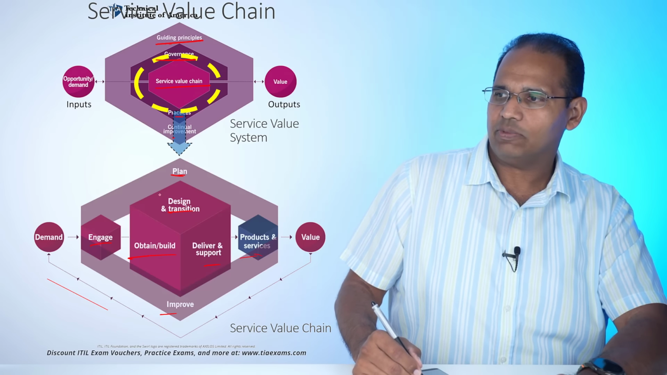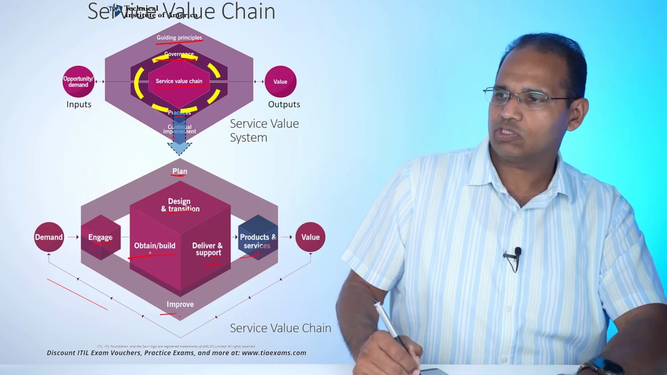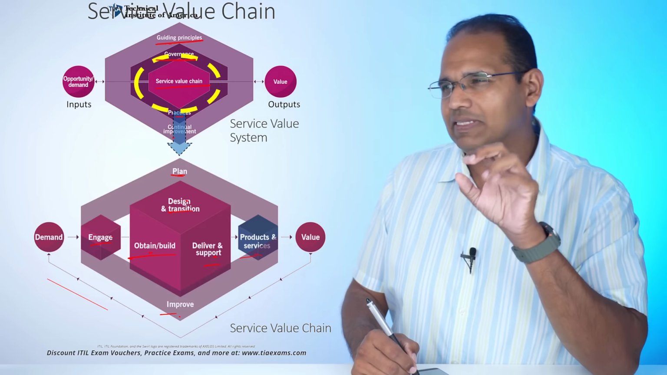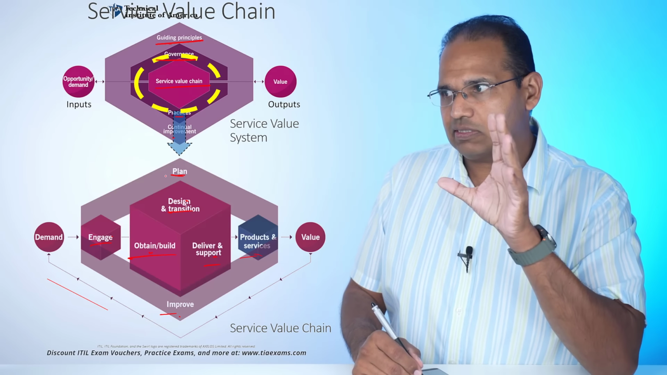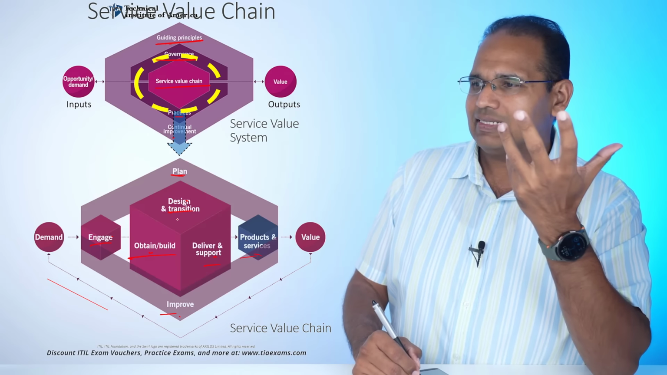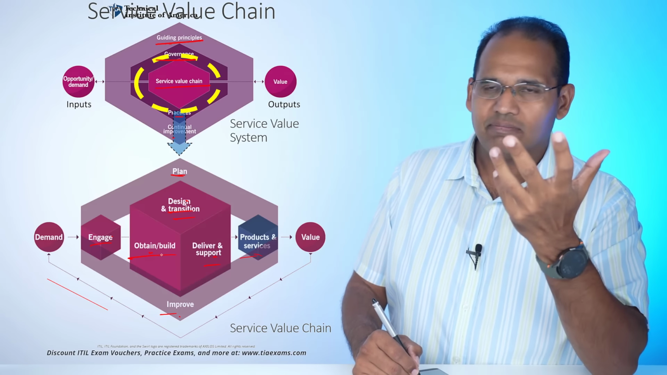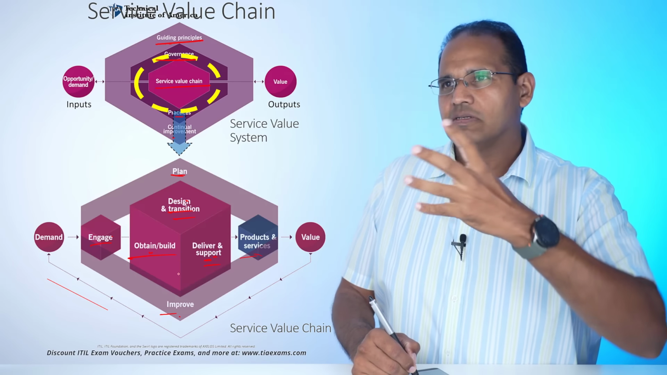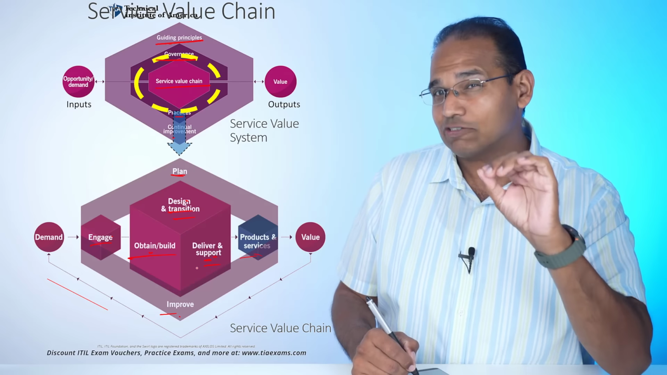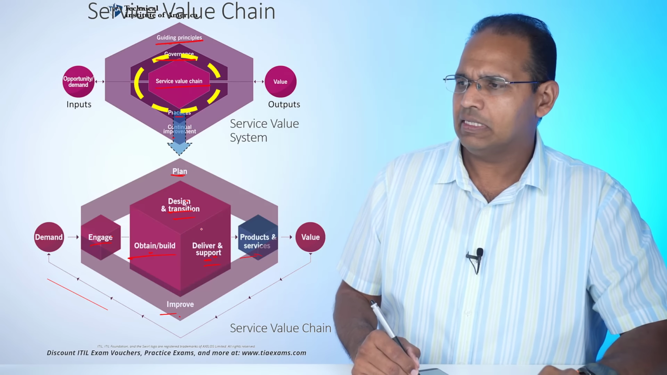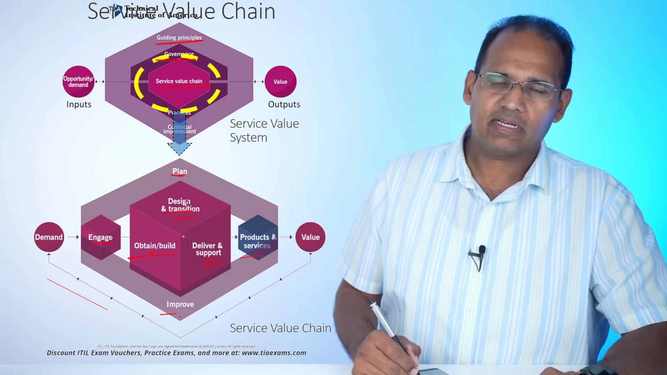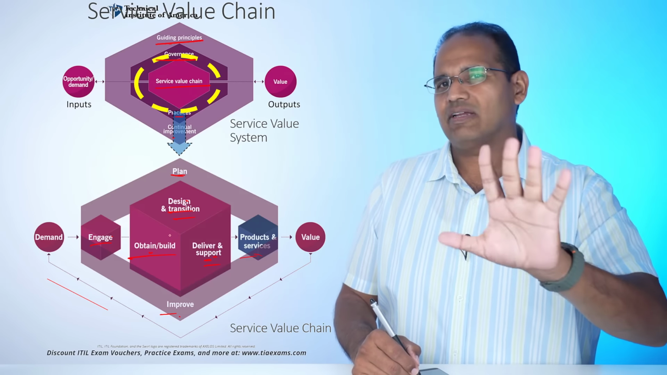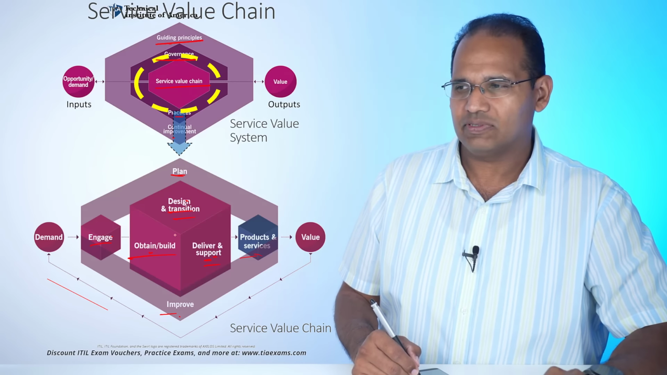So what exactly is it? Well, it's plan, engage, improve, deliver and support, obtain and build, design and transition. The service value chain is the part of the SVS, service value system, that deals with the actual designing of a service, building the service, and delivering that service. This is where the core of the creation and pushing out of a service actually happens. Okay, so let's get into these components. Now you're going to get one question on your exam on one of these components. Just understand what they are. You don't need to go in depth into them for the ITIL Foundation.